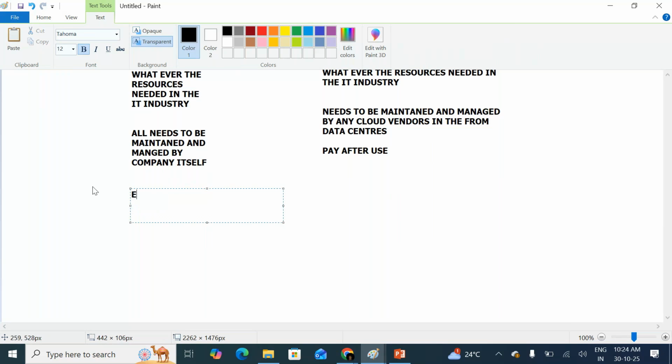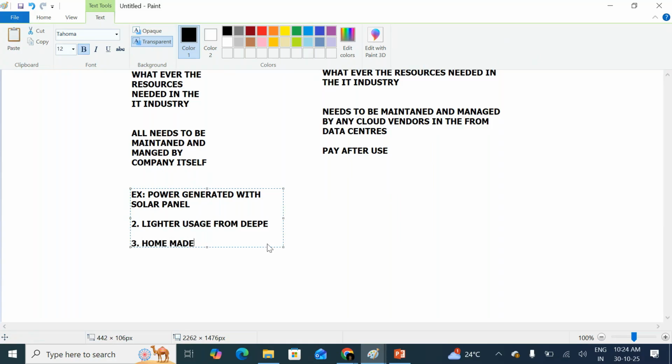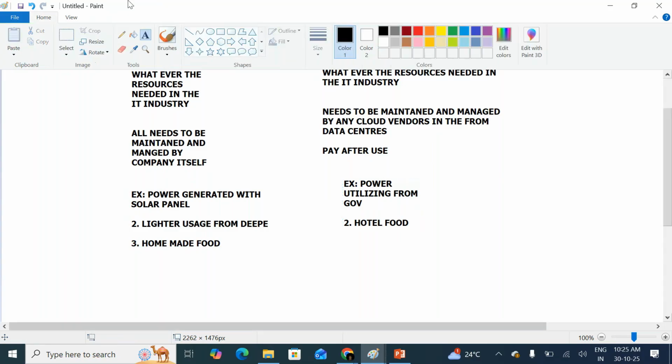Let me give an example for understanding purposes. Power generated with solar panels. Second example, light usage from candles or something like that. Third example, homemade food. Examples of power utilized from the government. Second example, hotel food.